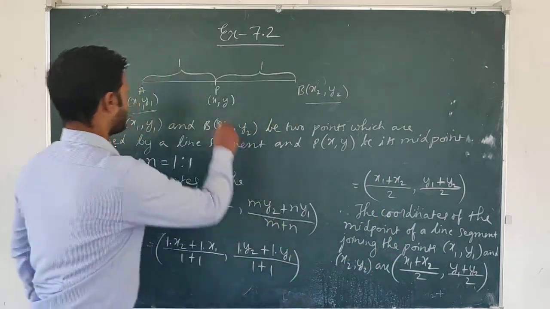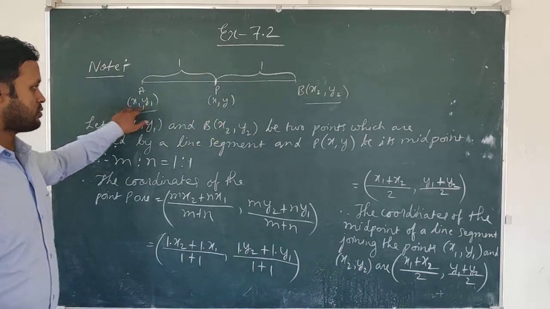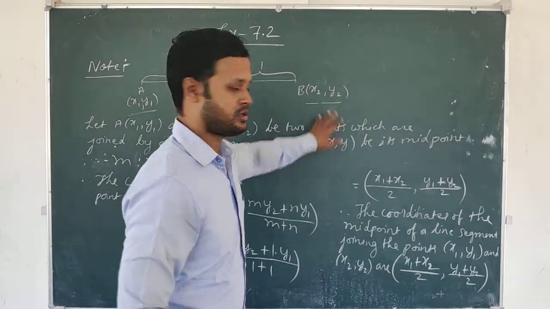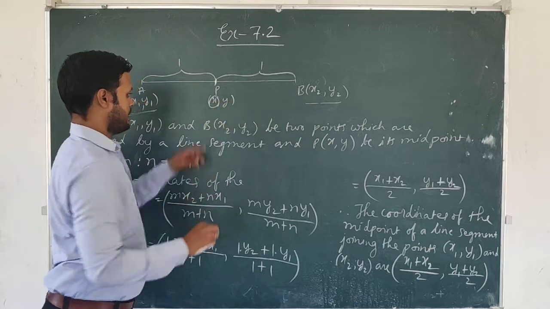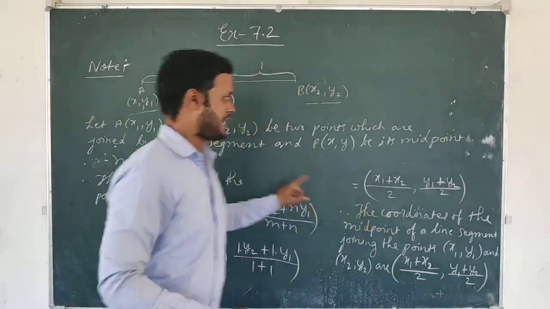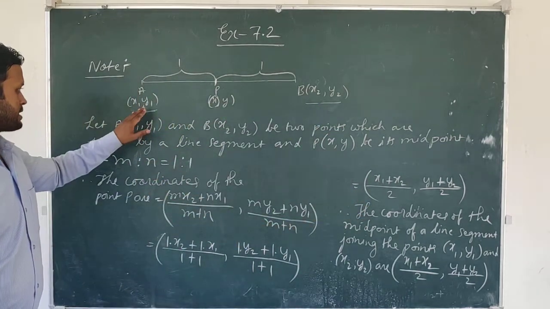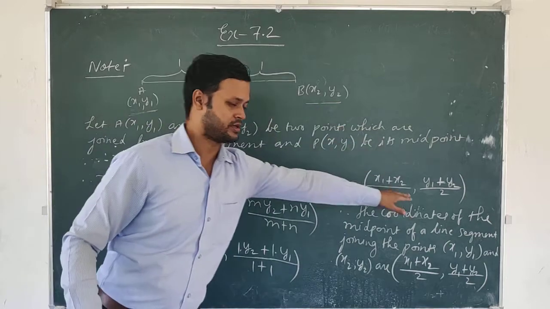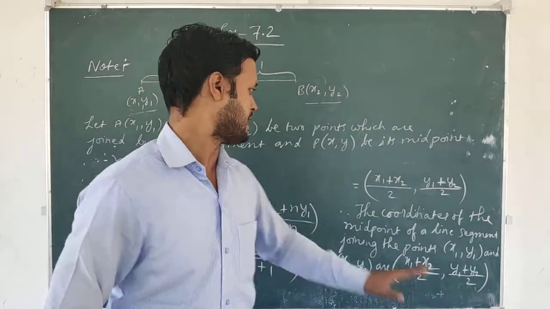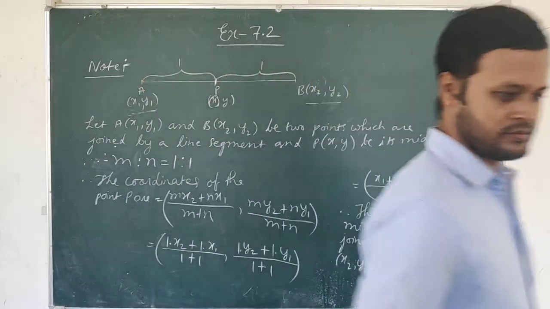To find the coordinates of the midpoint of a line segment whose one endpoint is (x1, y1) and the other endpoint is (x2, y2), the x coordinate of the midpoint will be x1 plus x2 by 2. Just add the two x coordinates, x1 plus x2 by 2, and also add the two y coordinates, y1 plus y2 by 2. Very easy. The midpoint is given directly with this formula. Okay, understood?